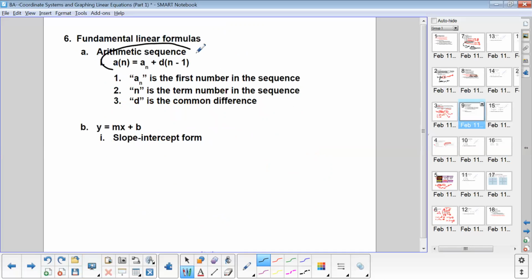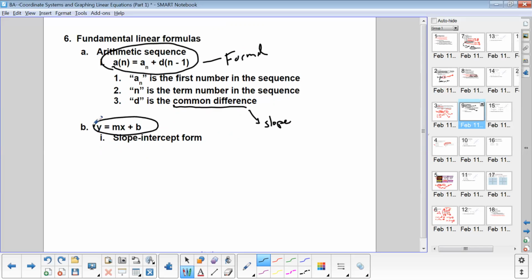This is an arithmetic sequence. It's where a lot of it begins. It's when we're saying that the sequence begins with some value A, and N is the term in that sequence, and D is your common difference. And that's where we'll be looking at the slope. This is a very, very formal way of looking at a linear function, is using the arithmetic sequence form.